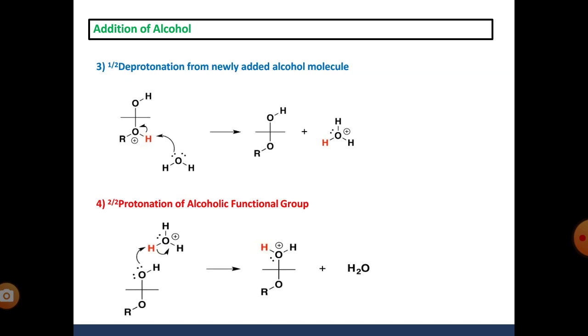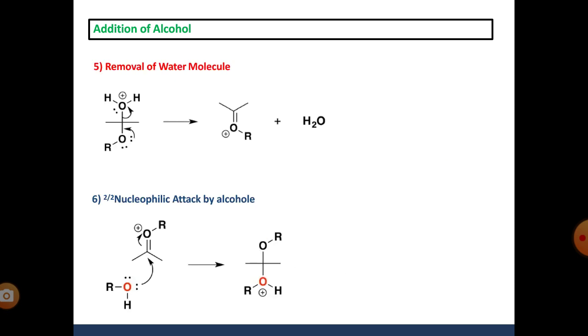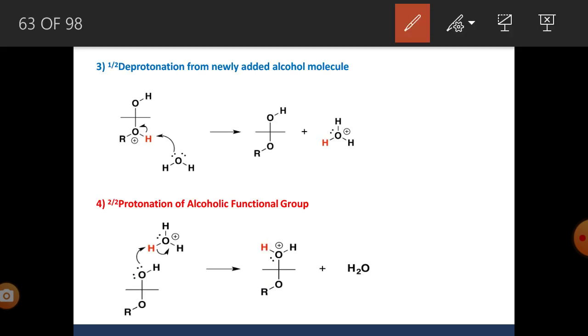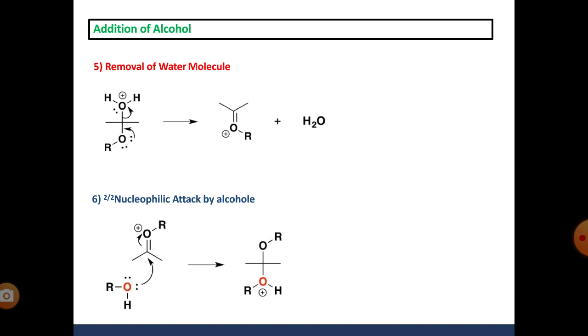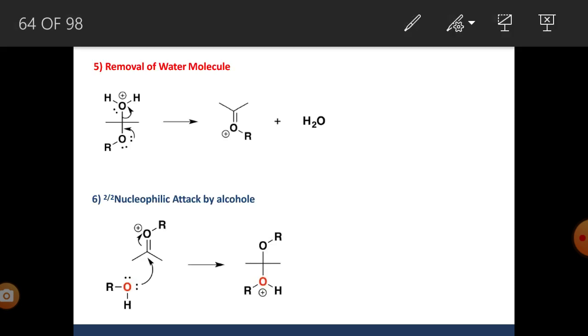Now in the fourth step, protonation of the alcoholic functional group takes place. Again we have to remove this alcoholic moiety. So on this lone pair again protonation takes place, addition of proton. After addition of proton, it converts into a good leaving group, that is a water molecule, and it is removed from this molecule as water. After removing water, it is converted into this structure.